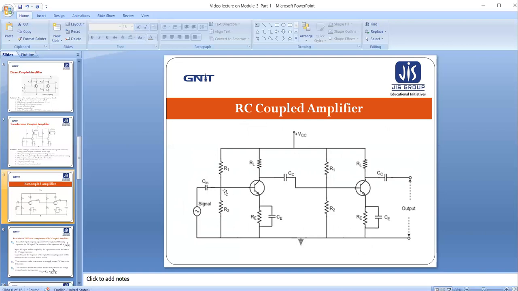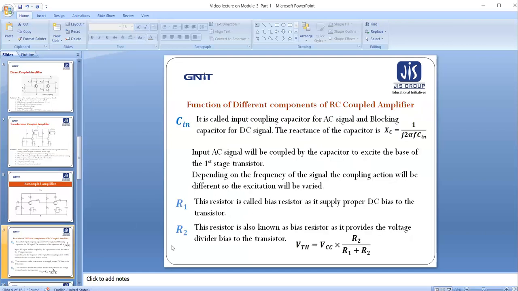So the amplitudes of the signal will be sufficiently low, so it will not excite the base of the transistor so much to produce a sufficient voltage gain. But in case of high frequency, it will easily pass and it will automatically produce a satisfactory voltage gain.